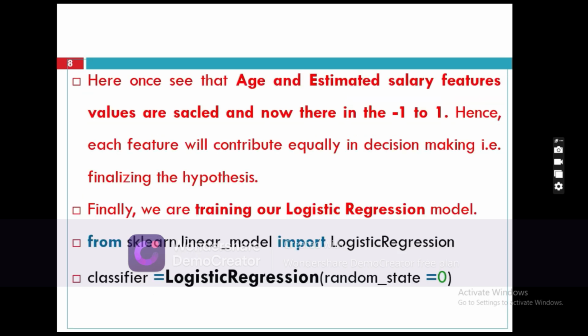And then from sklearn.linear_model we are importing LogisticRegression. Classifier equals LogisticRegression with random_state equal to 0, initially 0. Then we fit x_train and y_train into the model, classifier.fit(x_train, y_train).